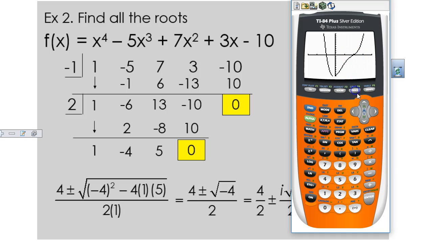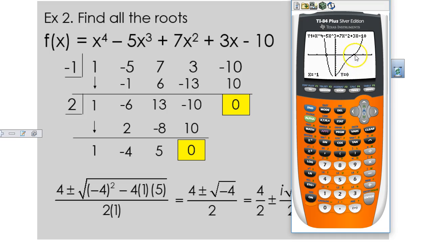A quick way to check that is to hit trace. That puts the cursor on your function, and you type in where you think the 0 is. I think it crosses at -1. When I hit enter, I notice that it is on the x-axis. I get the point -1, 0.